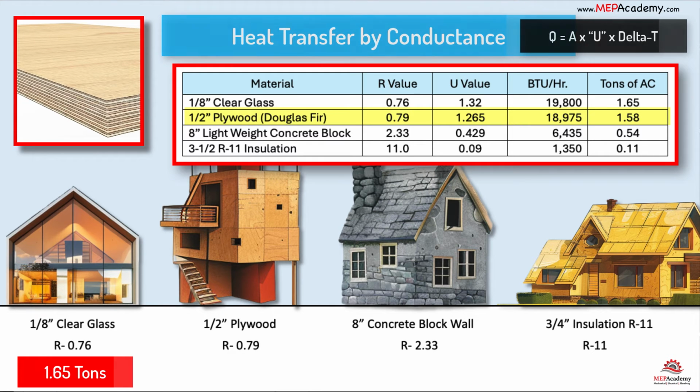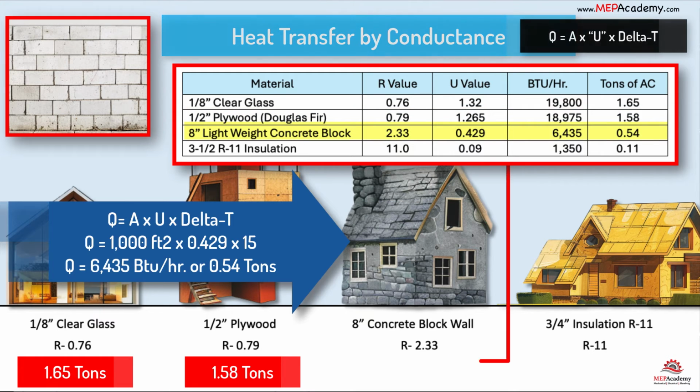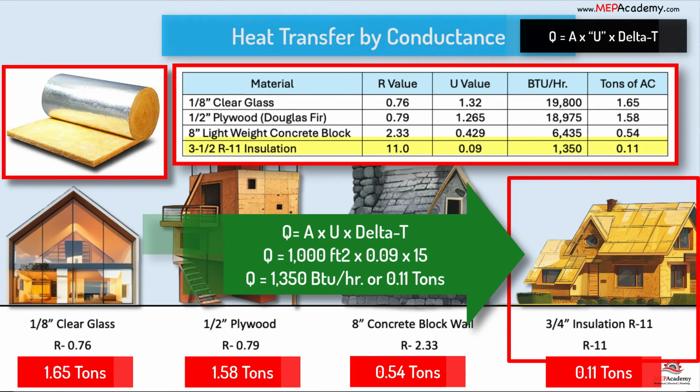As you can see, if we built the wall with just plywood, we would do a little better with a heat gain of 18,975 BTUs per hour or 1.58 tons. Using 8 inch lightweight concrete blocks helps considerably by reducing our total heat load in thirds. The greatest effect comes when we add R11 insulation to the wall, which in this case looks like this.